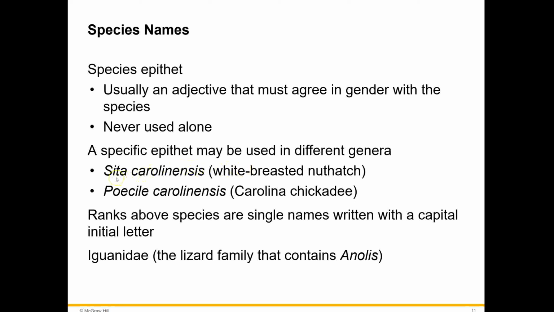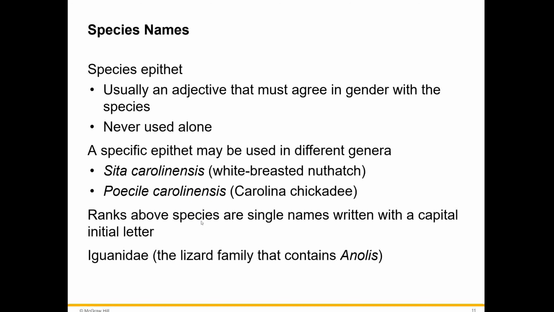So you have Sitta carolinensis, the white-breasted nuthatch, and Poecile carolinensis, which is the Carolina chickadee. If you're just talking about carolinensis, which organism are you speaking about? Ranks above species are single names written with a capital letter.